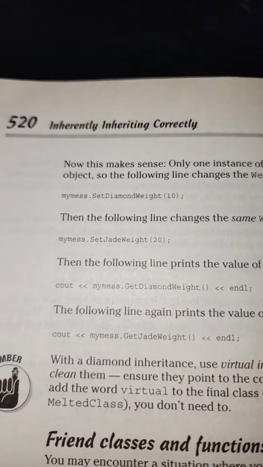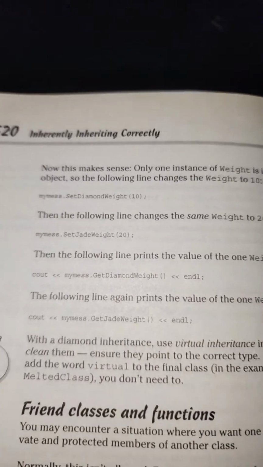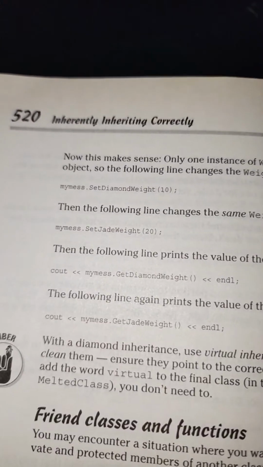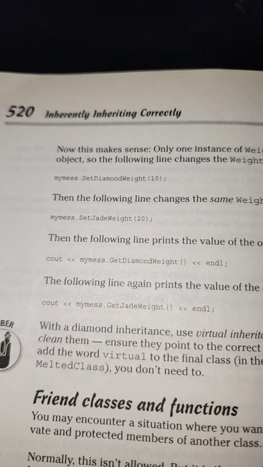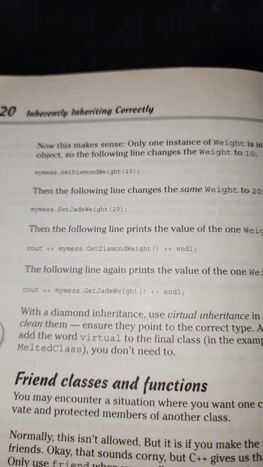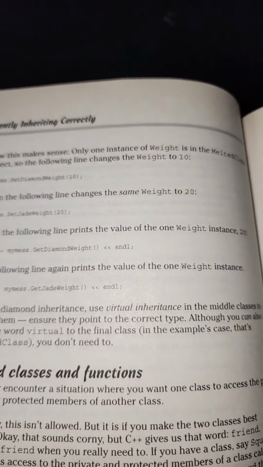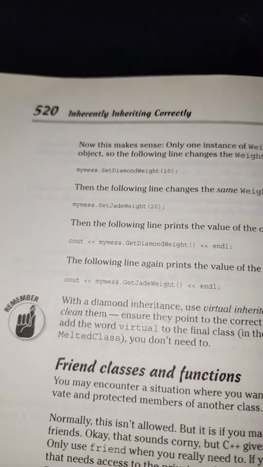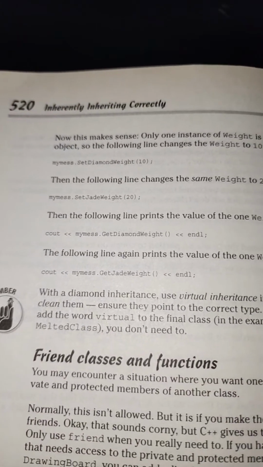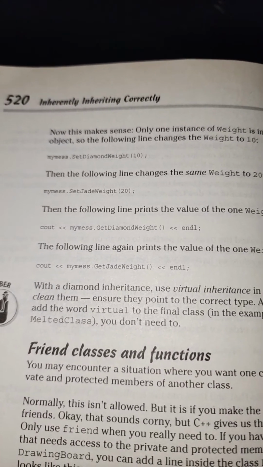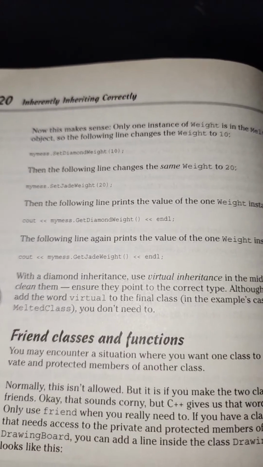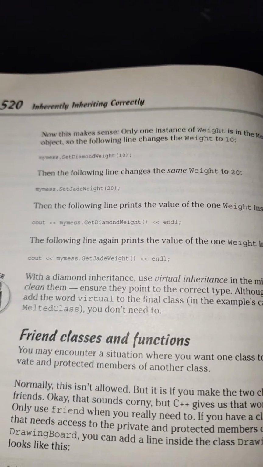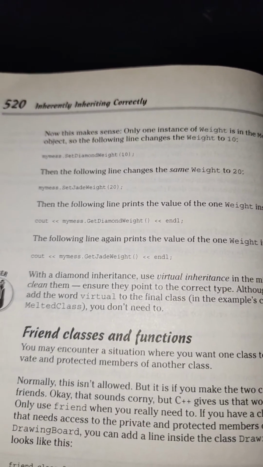myMass.setDiamondWeight(10). Then the following line changes the same weight to 20. myMass.setJadeWeight(20). Then the following line prints the value of the one weight instance, 20. cout myMass.getDiamondWeight() endl. The following line again prints the value of the one weight instance. cout myMass.getJadeWeight() endl.